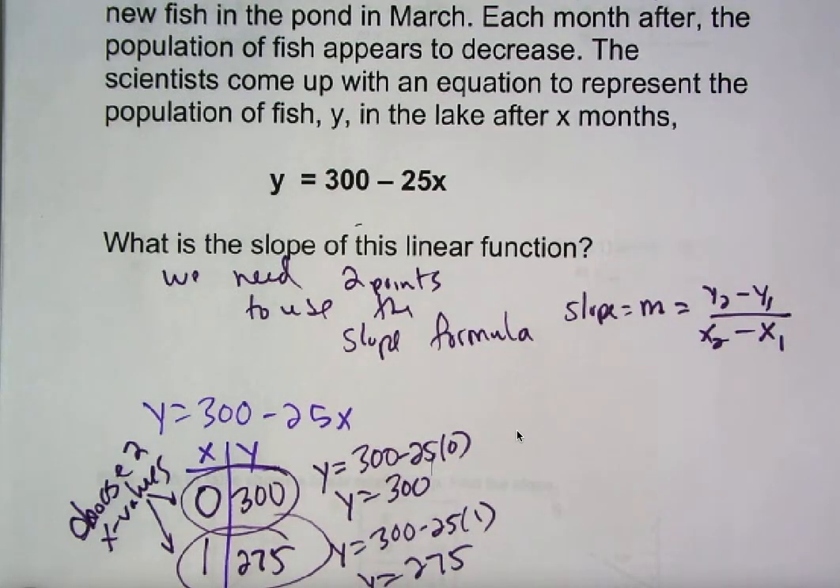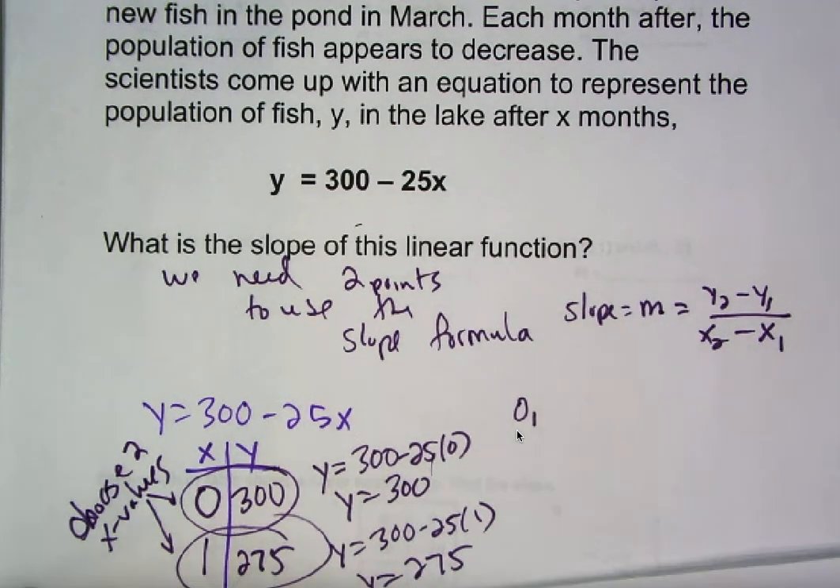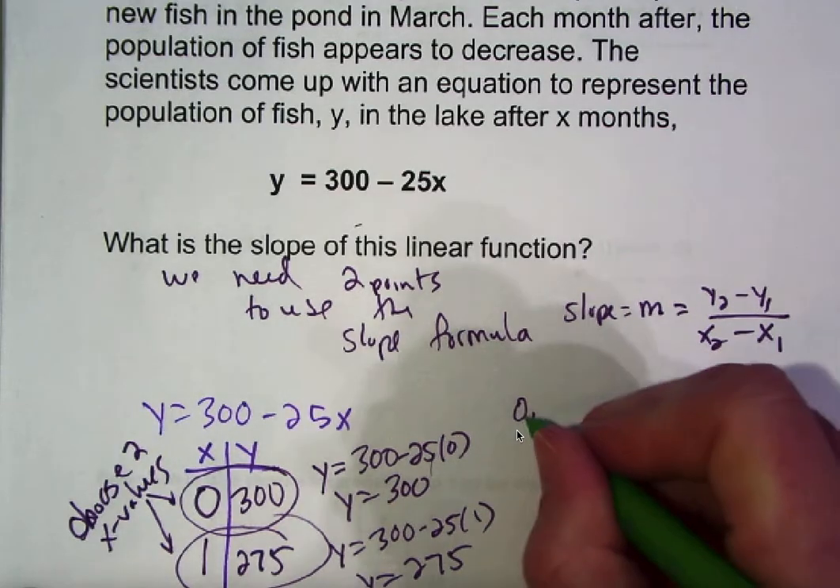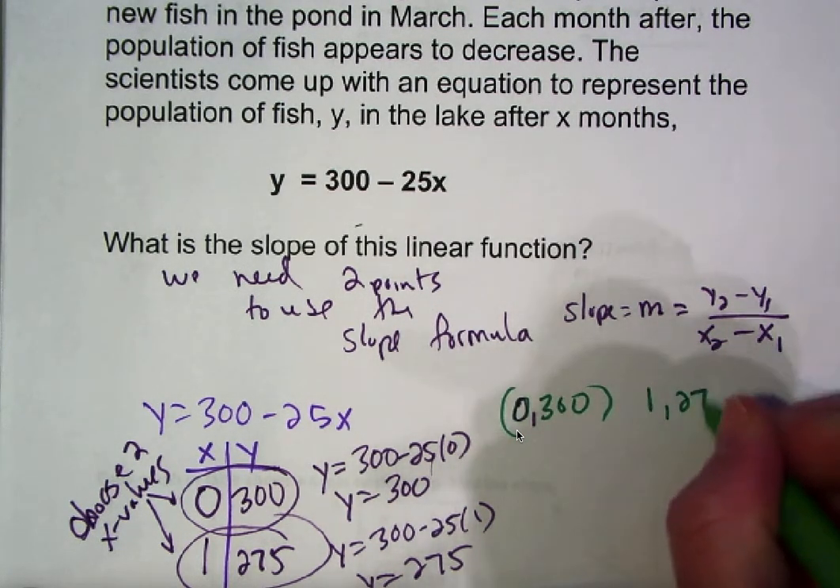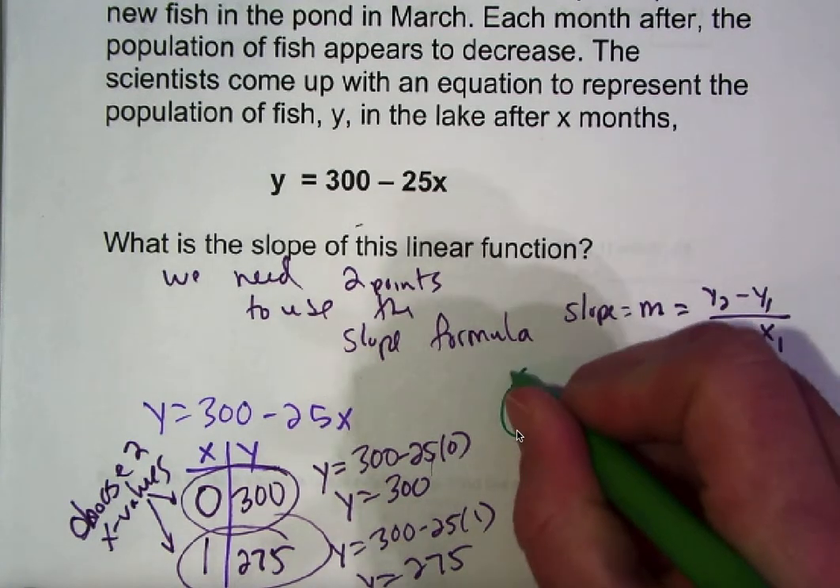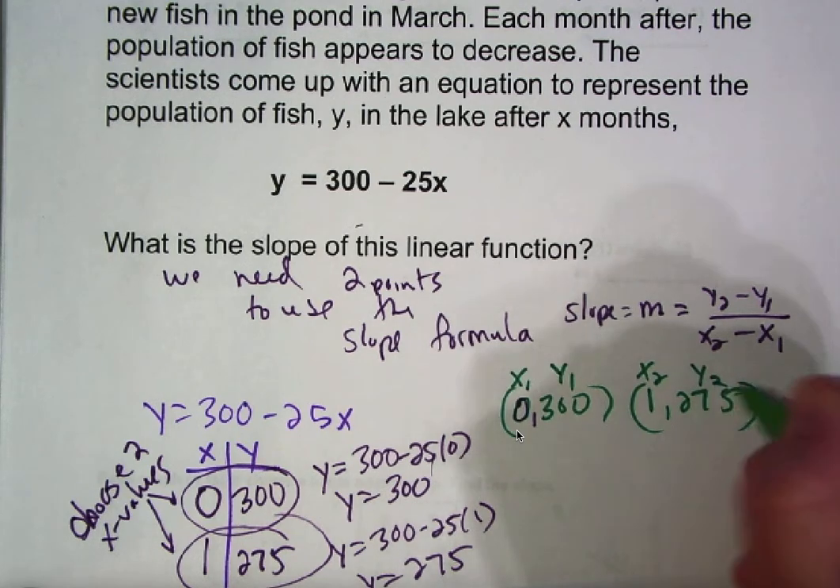There we go. Because we have the 2 points now for this line, we can now actually find the slope. And instead of graphing, let's use our new formula, right? So I'm going to write down the points. Let me do this in a different color. We found 0, 300, and 1, 275. I'm going to label the first pair as x1, y1, and the second pair as x2, y2.